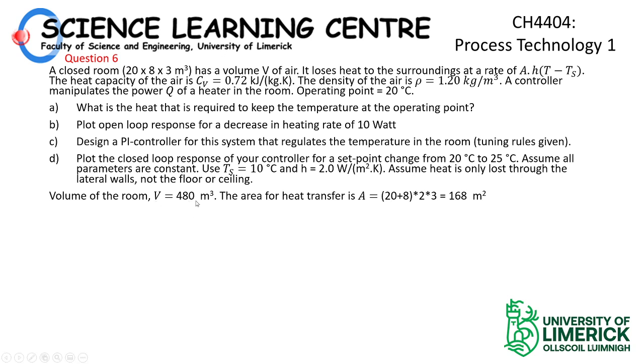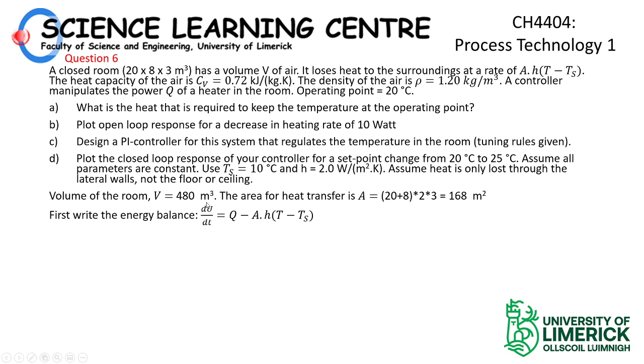V is 480 meters cubed. So that's the multiplication of these three numbers. As for the heat transfer area, we're only considering heat transfer area from the walls of the room. So that's why we're getting 20 plus 8. That's the long wall plus the short wall. We have two pairs, a pair of each. And each one of these is 3 meters high. So hence (20 plus 8) times 2 times 3, 168 square meters.